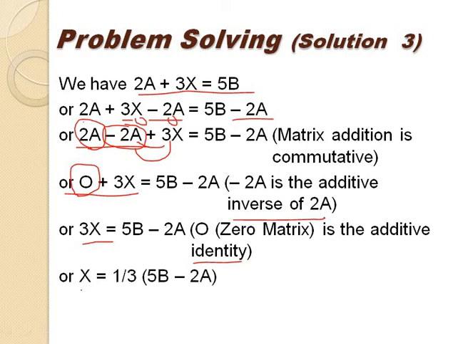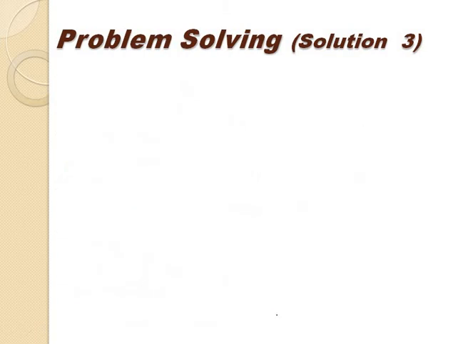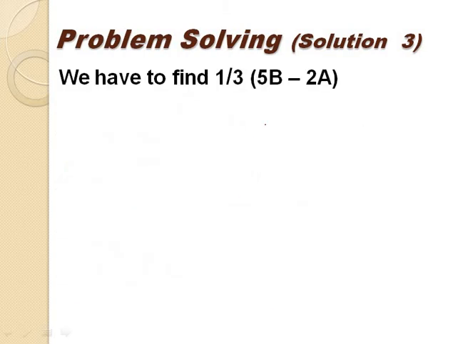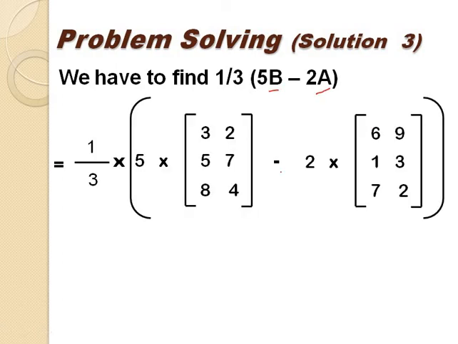So from here we get x is equal to 1 by 3 (5B minus 2A). That means we will have to find this value to obtain the value of x. So how will we find this value? Let us see one by one. We will start substituting the values of B and A over here.